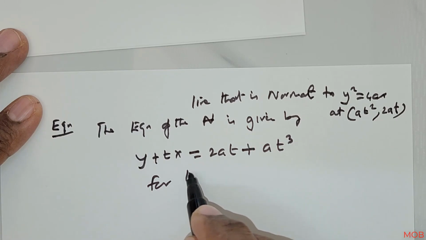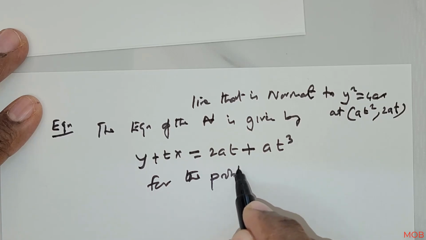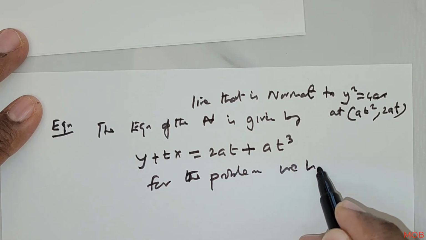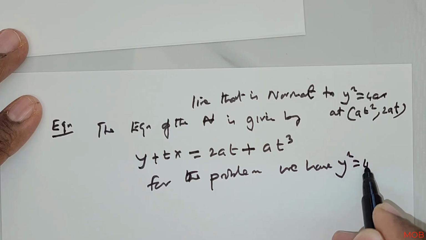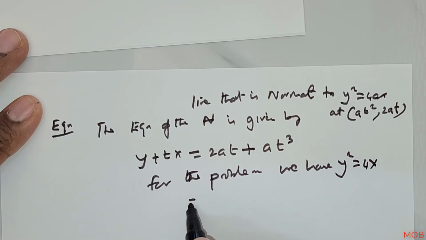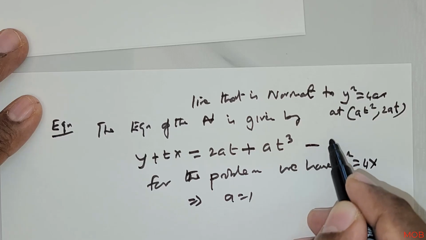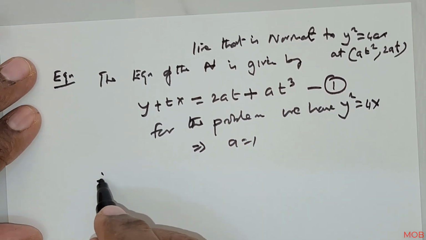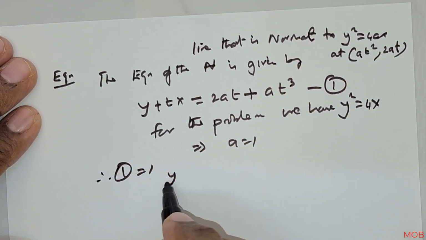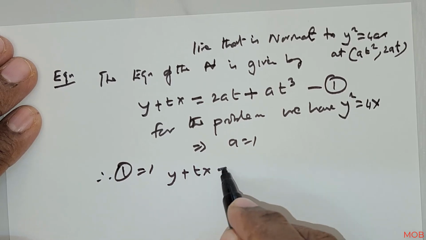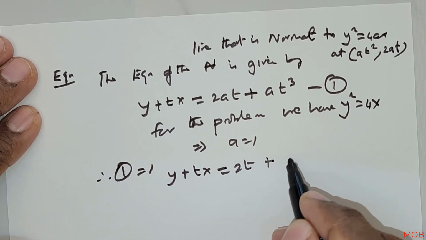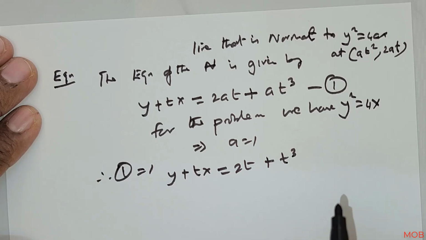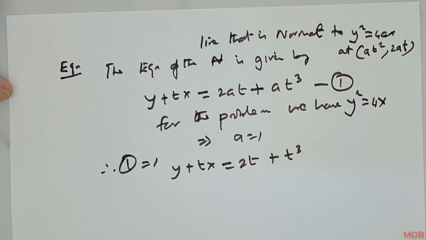Now for the problem, we have y² = 4x. This means a is equal to 1. So therefore this can be rewritten as y + tx = 2t + t³. Okay, now watch here.